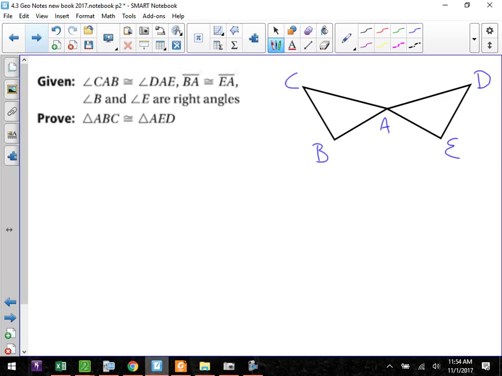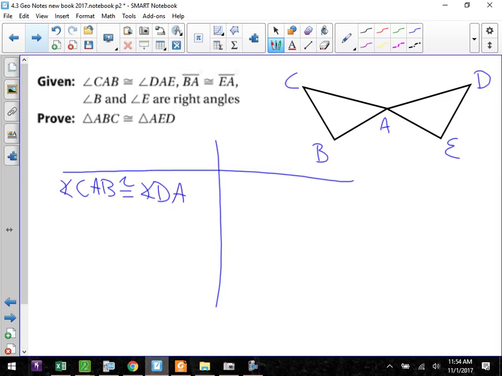So, where do you start? What's the first thing you do? Yeah. You write them down individually. Don't try and write all of it out at once, because if you do that, you're going to mess something up. Plus, by putting them down one at a time, it tells you to go to the diagram and mark it. So when I write down that I have angle CAB congruent to angle DAE, I immediately go to my diagram and I make my tick marks.